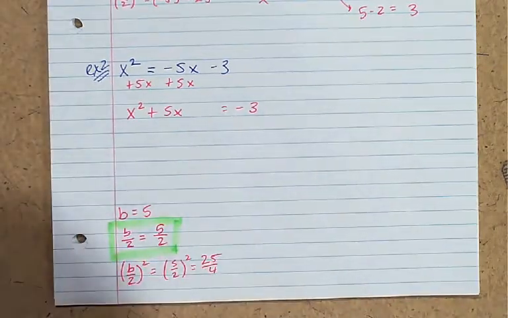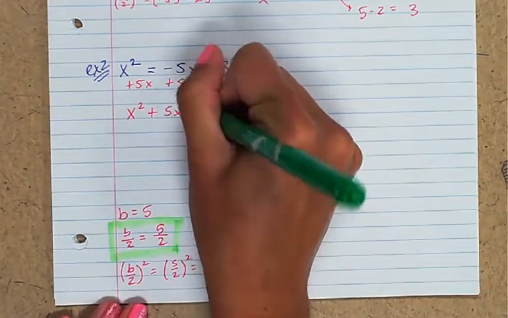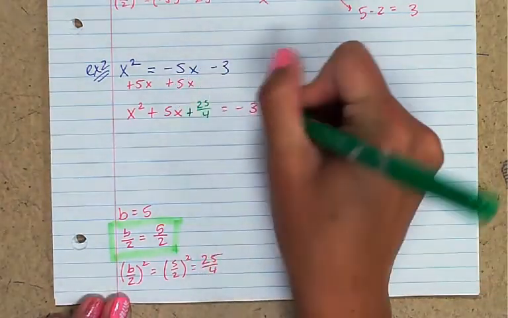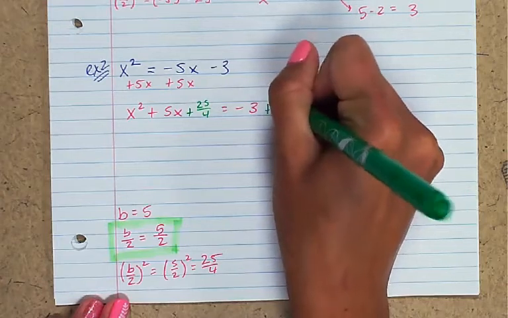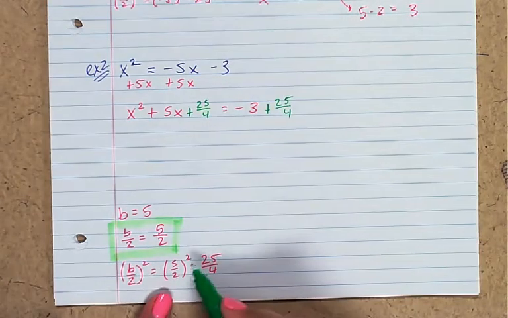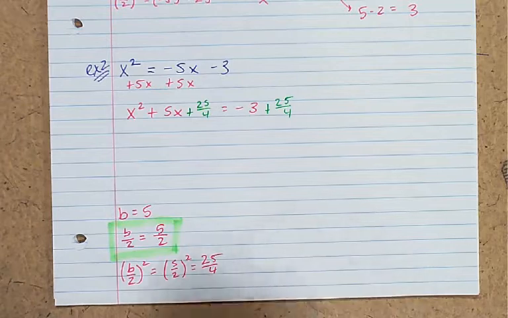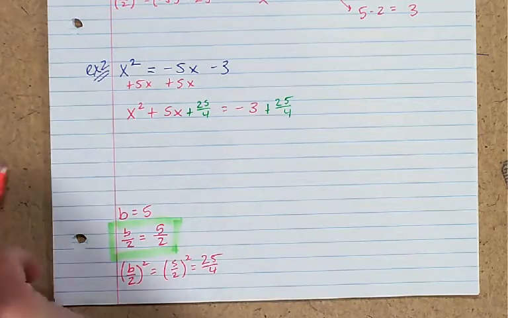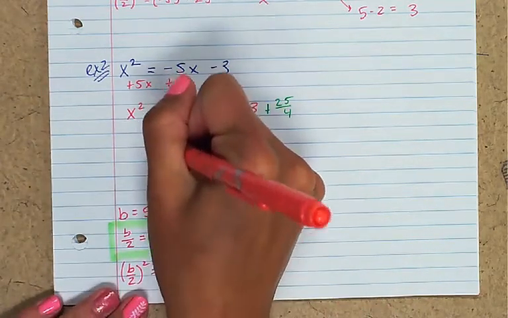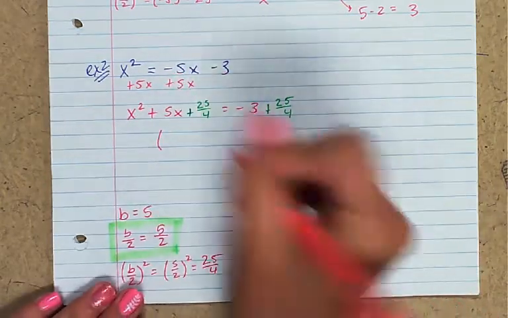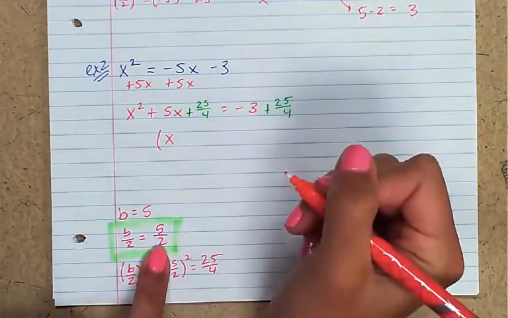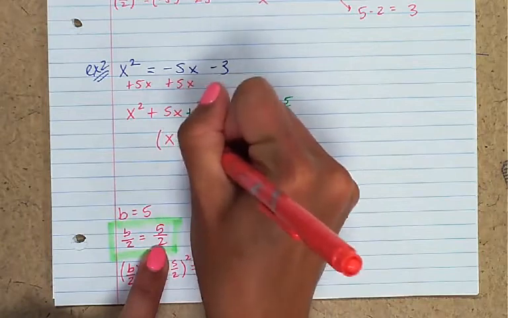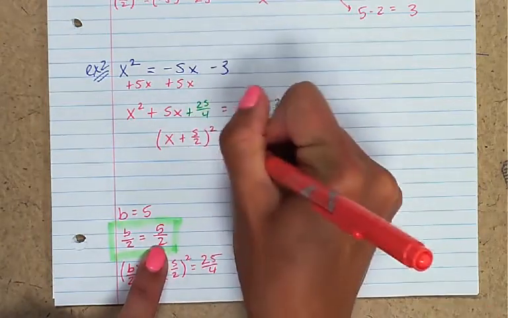So on both sides, we are going to add in 25 fourths. When you square a fraction, you just square the top and then square the bottom. So on the left, this is going to factor into x, and then we got a positive 5 halves. So positive 5 halves squared.